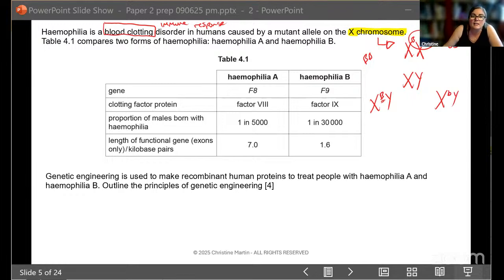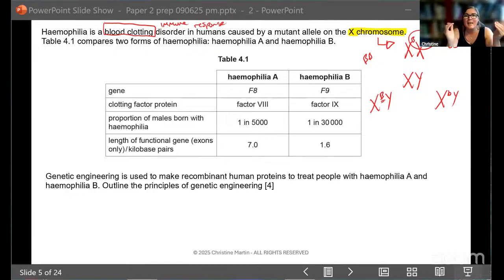This question is asking about, do you know how to pull information from a table, a novel idea that you've never come across before, and can you then link that to a topic area that you are meant to have studied and be aware of? And this one actually is looking at, do you understand genetic engineering?